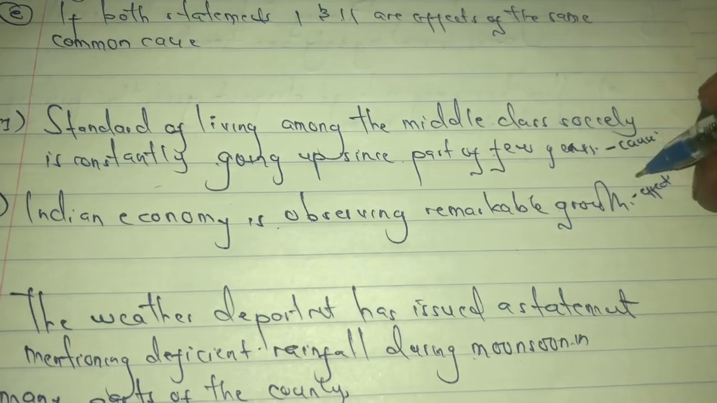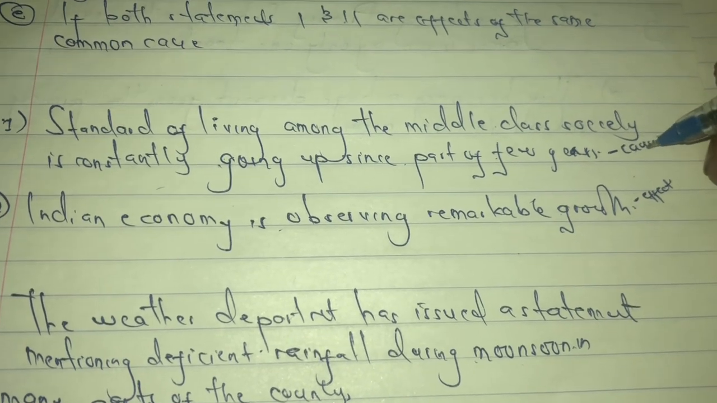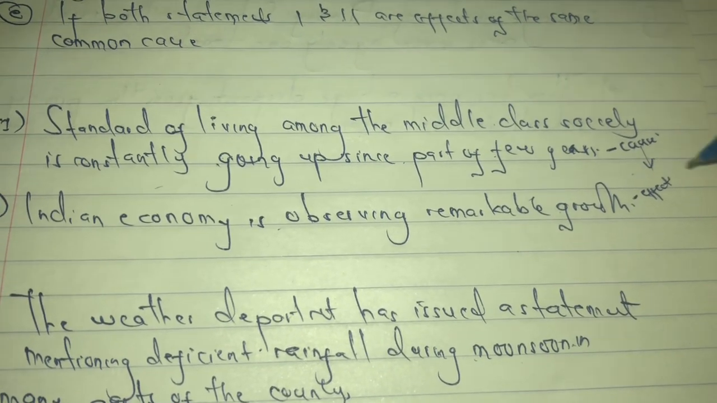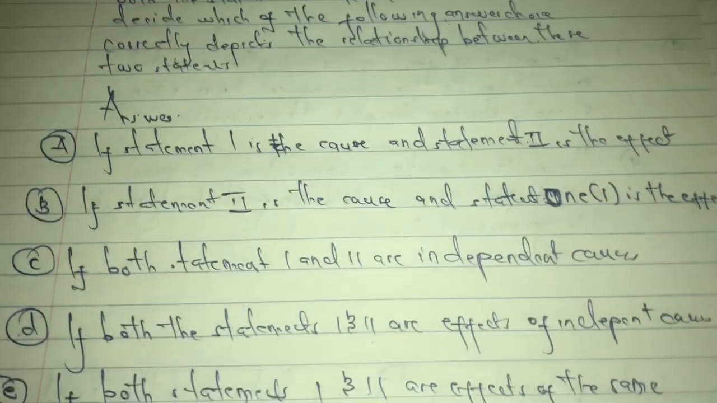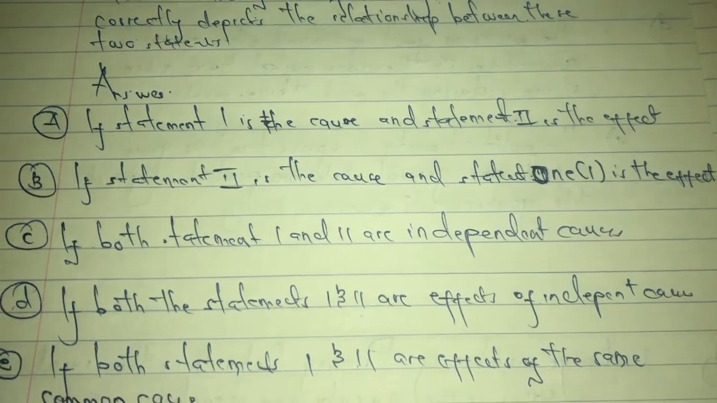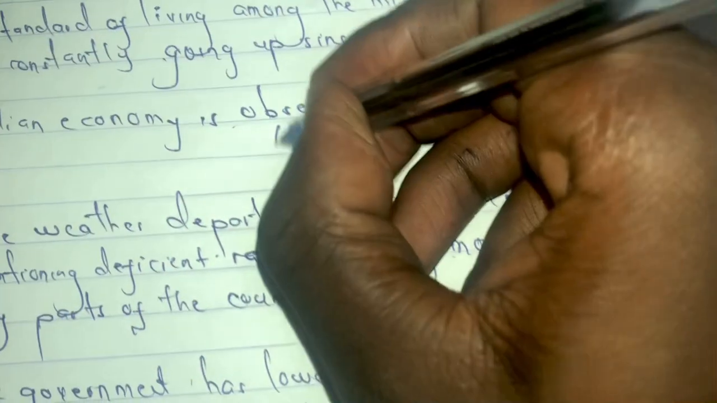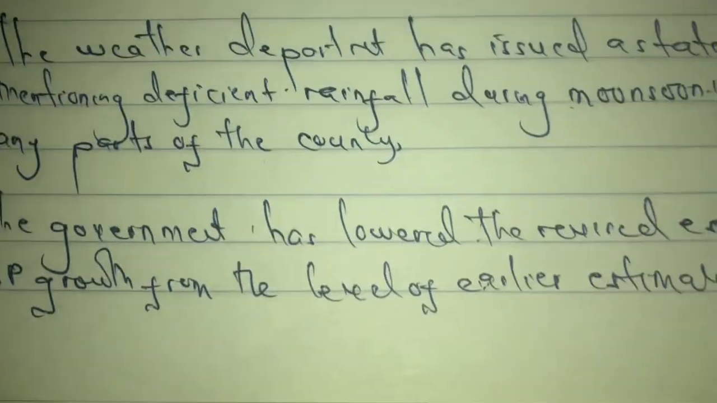So we are seeing there is a relationship: the increasing of the standard of living in the middle class is leading to a remarkable growth effect. So when you look at our answers, that means that statement 1 is the cause and statement 2 is actually the effect. So our answer here will be A. Then let's go to the next one.